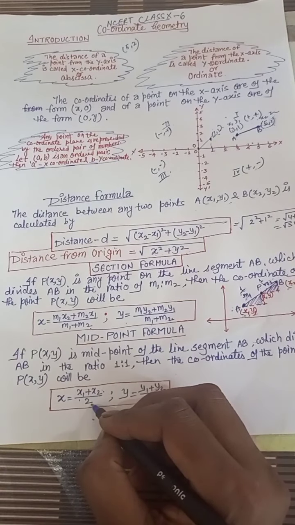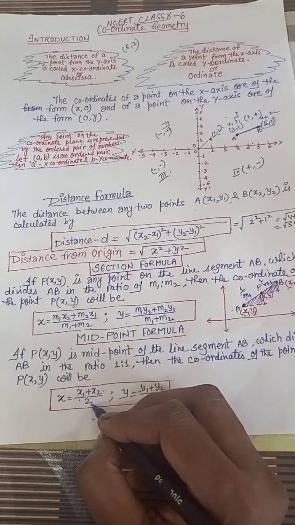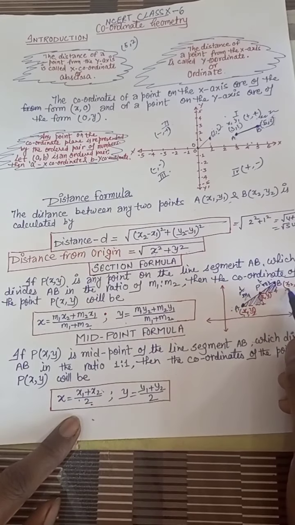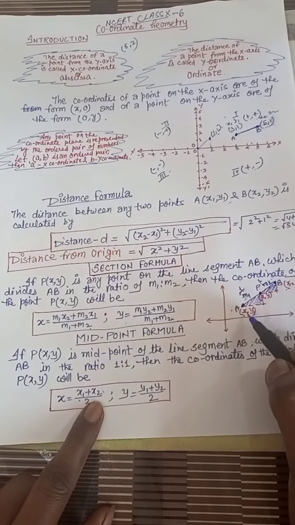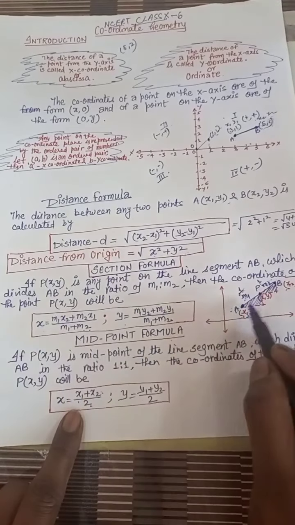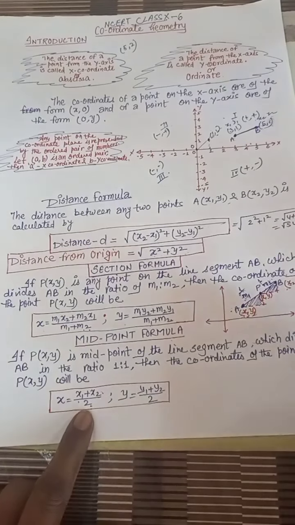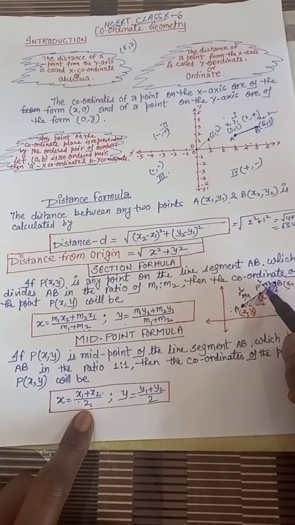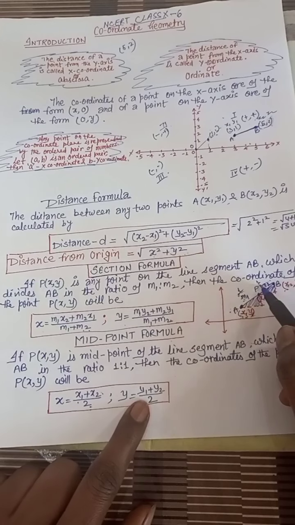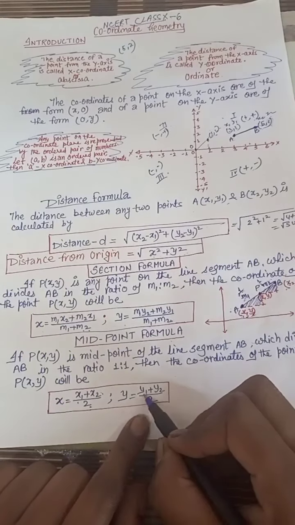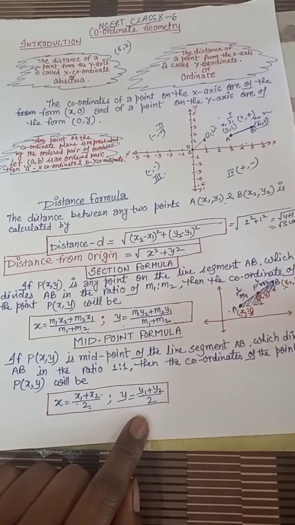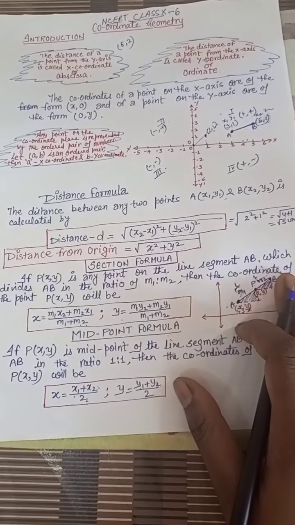So how did we find this formula? This is 1 is to 1, midpoint means 1 is to 1. So 1 multiplied by x2, we get x2, 1 multiplied by x1, we get x1, so x1 plus x2, and the formula is m1 plus m2, so 1 plus 1 is 2. Again the same for y: y1 multiplied by 1, and y2 multiplied by 1, upon 1 plus 1 is 2. Okay, so this is your formula.